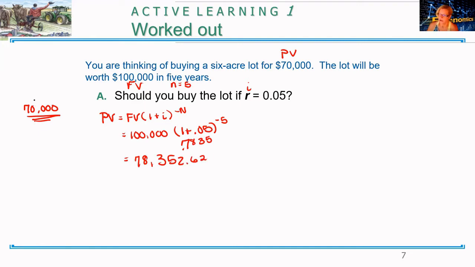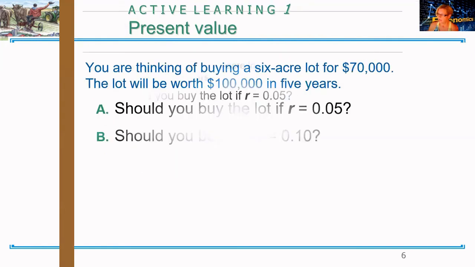So here's the question. Which would you rather have, 70,000 or 78,000? I'd much rather have 78,000, and because I'd rather have the present value I calculated, I would totally buy the lot at 5%.